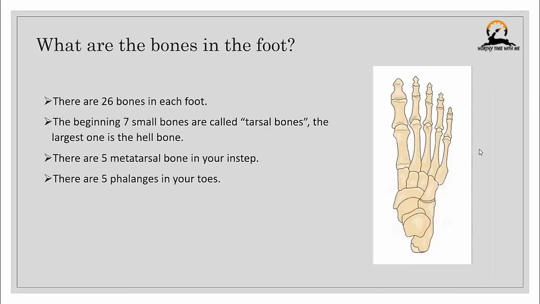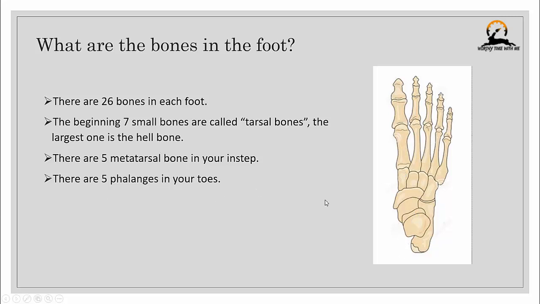What are the bones in the foot? Now remember that there are 26 bones in each foot. The beginning 7 bones are called tarsal bones. The largest one is the heel bone, which is located right here, about here.